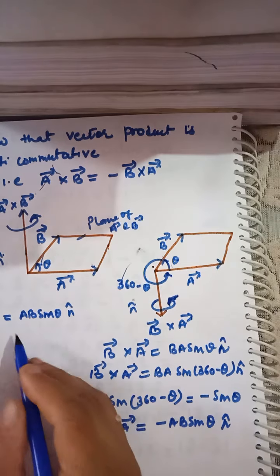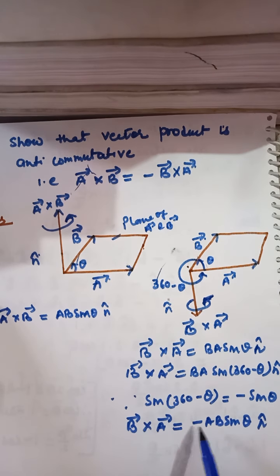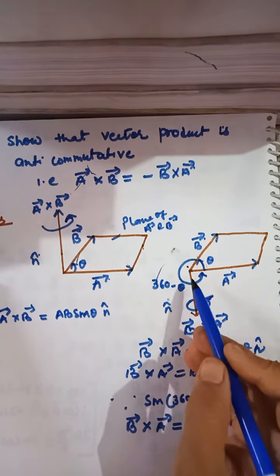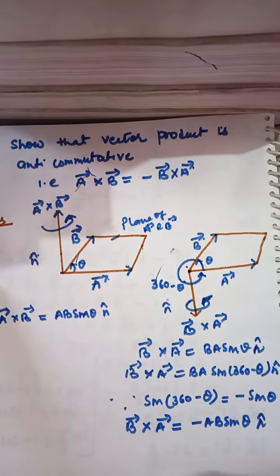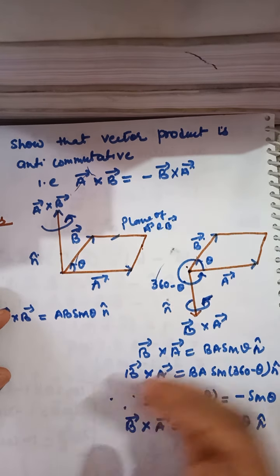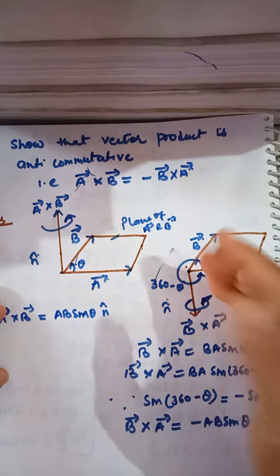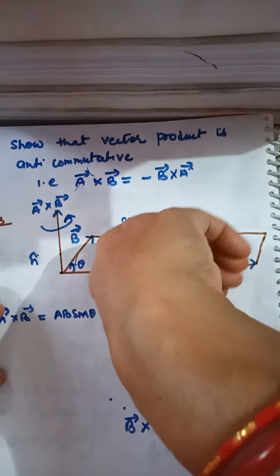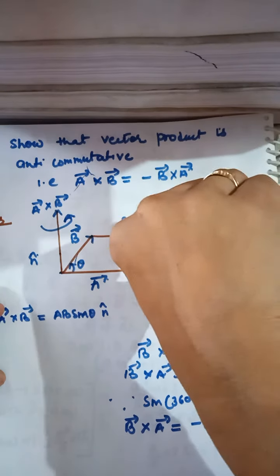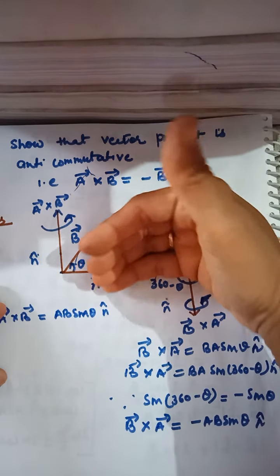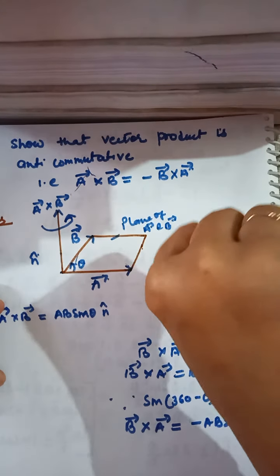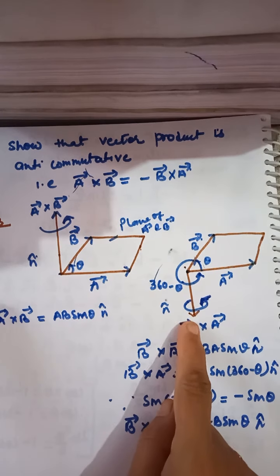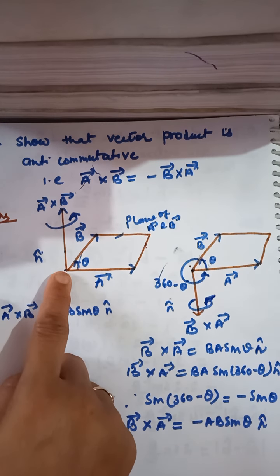So what have you got? The magnitude of A cross B and B cross A is the same, AB sine theta, but the minus sign indicates that the direction is just reversed. You are observing that this is the upward direction and at this point it is the downward direction. When you apply B cross A from here, you rotate it like this. Where is the thumb going? In the downward direction. According to the right hand thumb rule, this is the direction of B cross A. The thumb is pointing downward, which is just opposite to this direction.